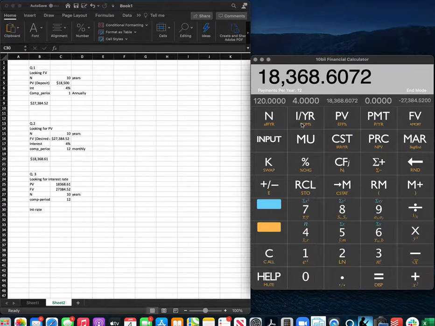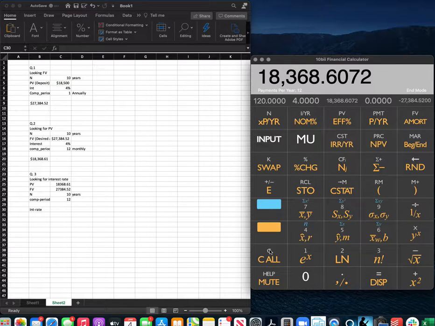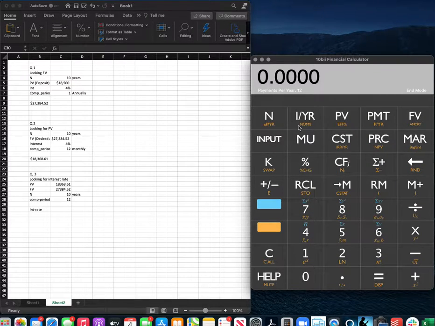So let me just show you what we could do. Well, we have that data stored, so let's clear it out. It would calculate it, but you wouldn't see any difference because it's already there. So let's clear it out so that you can see the difference. And let's put in our 18368.61. And remember, one of these has to be negative. Let's make that our present value.